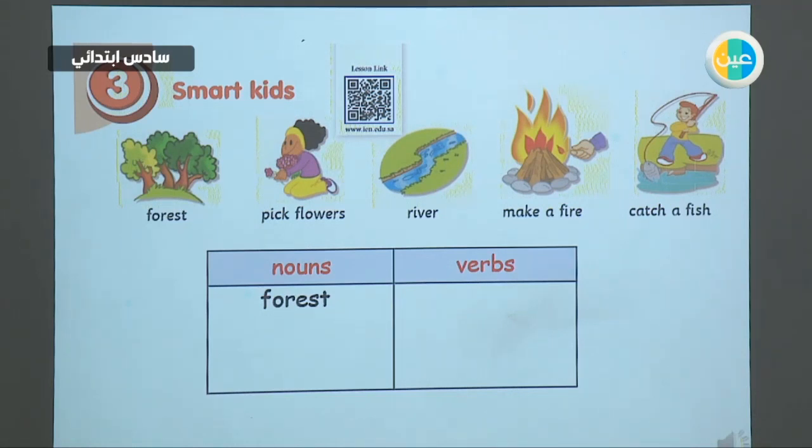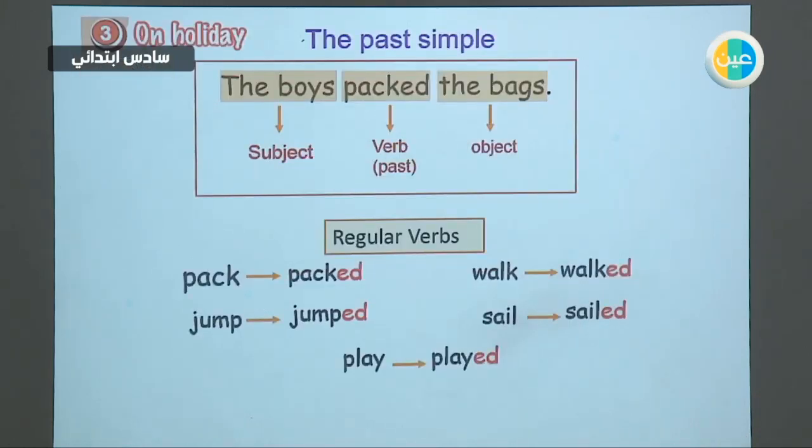So, now you know we have two kinds of verbs. We have regular verbs. The verbs that we change by adding only ed at their ends when we talk about the past. Like the verb jump, jumped, sail, sailed, they sailed a boat yesterday, they walked to school yesterday, they played football last Monday. So this is a regular verb.